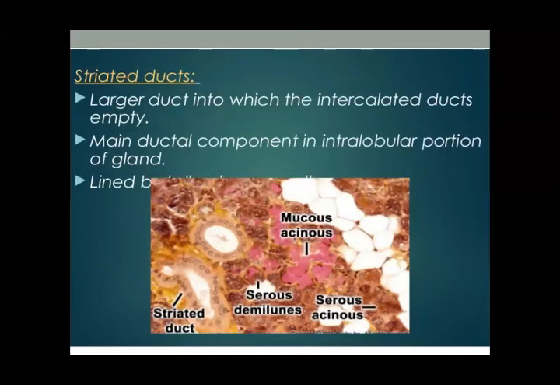Striated ducts are larger ducts into which the intercalated ducts empty. Main ductal components in the intertubular portion of the gland: the striated duct, the serous and the mucous membranes.